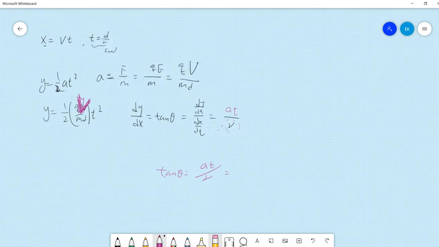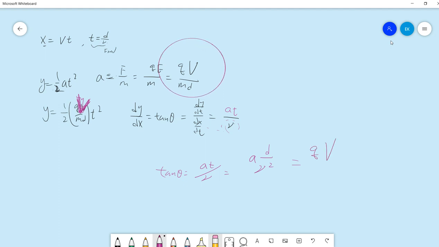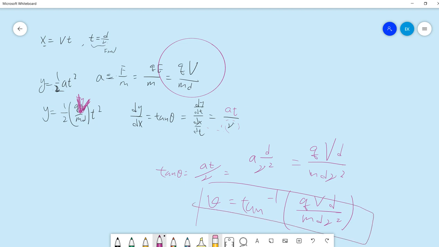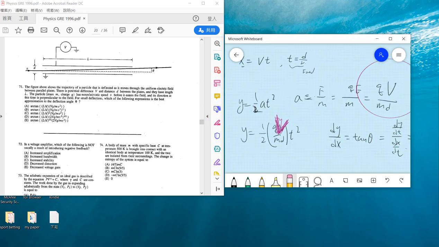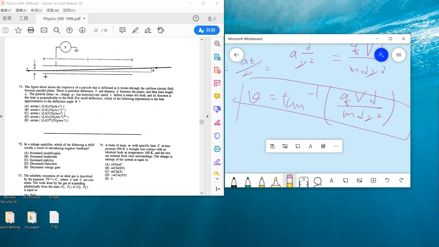Okay, so plug in all the quantities we have, which is t, we have d over nu. So the answer is a d over nu squared. A is this, so we have qV over md, d over nu squared. So theta is just arctangent of qVd over m d nu squared. Okay, it's nice that we solved this question. Okay, so which one is the answer?